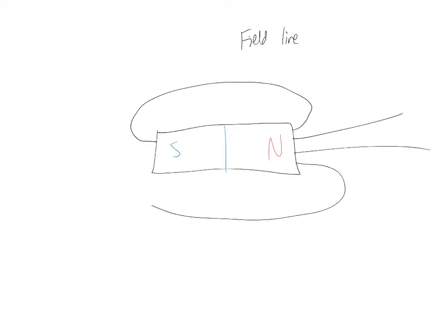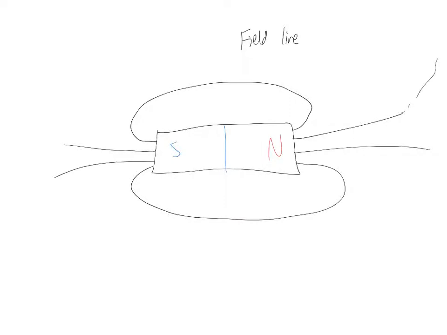They always have a north and a south pole, sometimes colour coordinated like that. And we know that there's going to be a field around this, and humans need to represent that some way. So we do that using something called a field line. These are continuous. That means they don't stop. And they show us the direction and the shape of the field. For a bar magnet, it looks something like this.